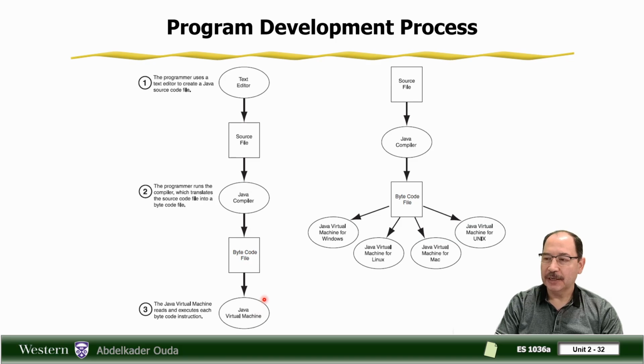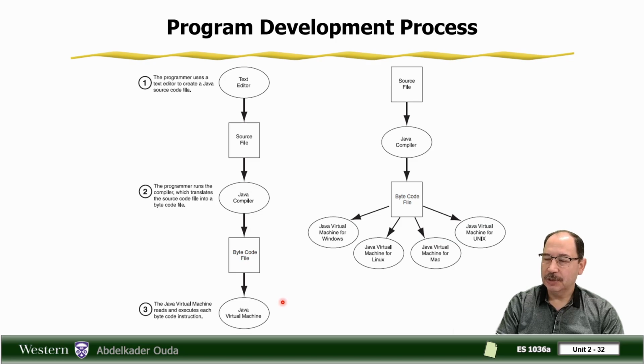The assumption is that the Java engine, or the Java virtual machine, is installed on your computer. If you have a Windows-based computer, there is a Java virtual machine for Windows. If you are using a Mac, there is another Java virtual machine that can be installed on Mac. So why do we do this? Why do we have two steps here: the Java compiler to produce bytecode, and then the bytecode running on the computer using the Java virtual machine?